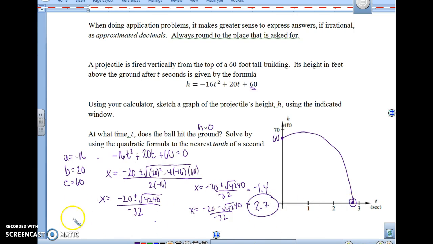Okay, so that is the quadratic formula. So we're going to be practicing this on your homework.